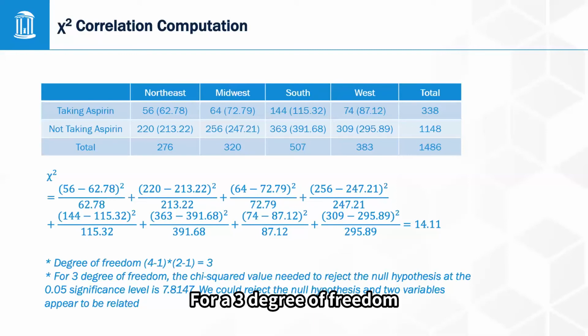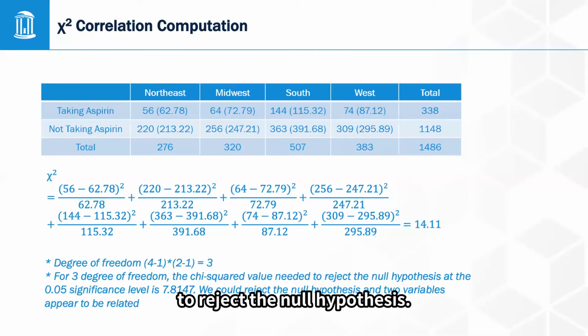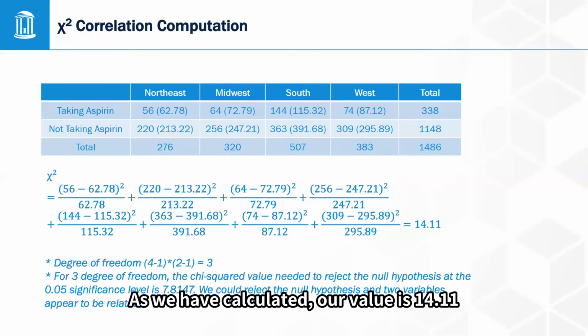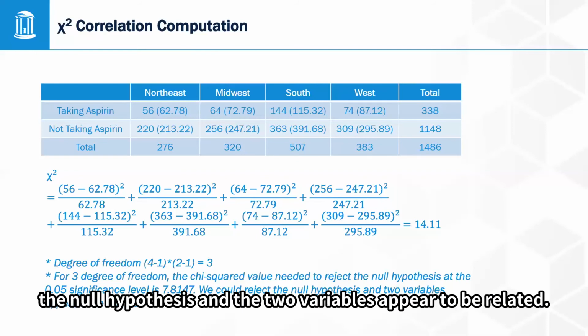For 3 degrees of freedom and at a 0.05 significance level, the chi-squared value needs to be larger than 7.8147 to reject the null hypothesis. As we have calculated, our value is 14.11. That implies the resulting p-value will be less than 0.05. We could reject the null hypothesis, and the two variables appear to be related.